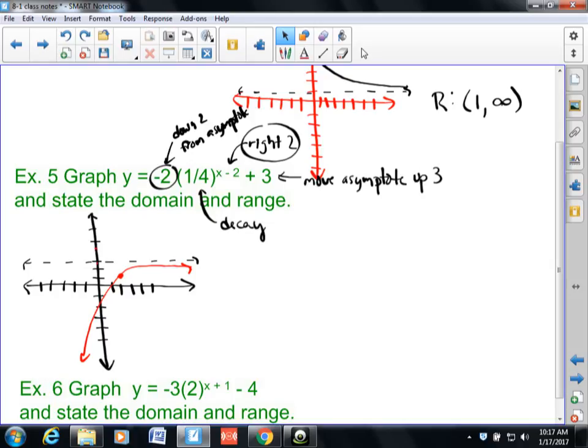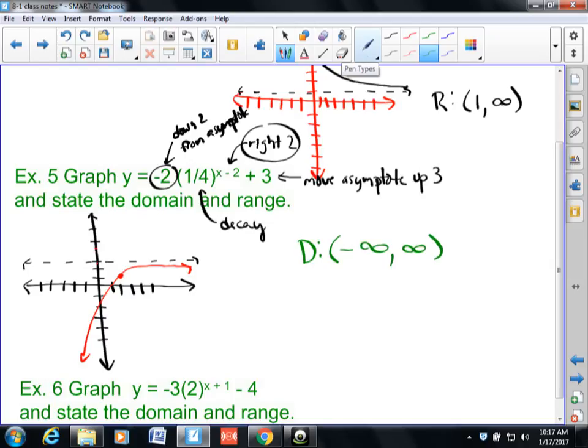All right, so now our domain and range. Again, the domain, you can see, is negative infinity to infinity. But the range is different this time because we have this thing going downward into infinity. So the low end is negative infinity, and the high end is going to be 3 with the parenthesis.